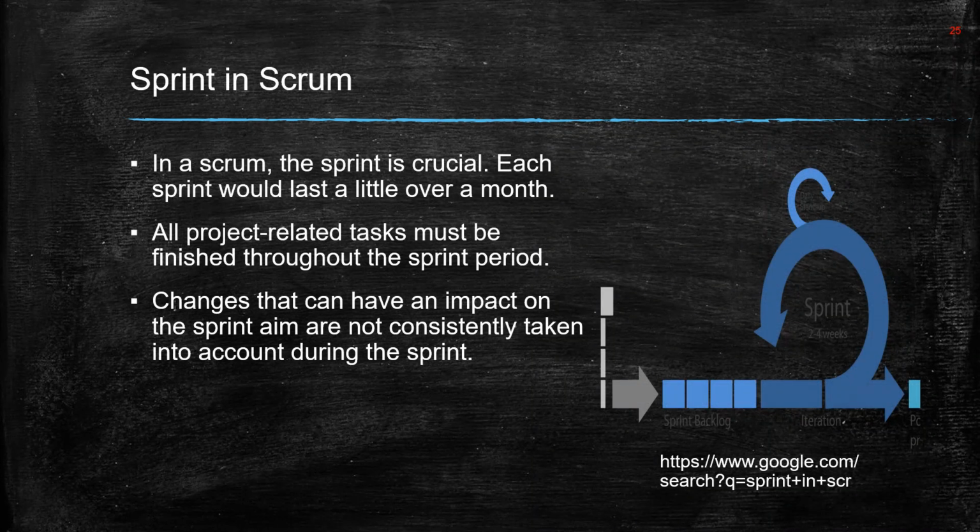Here is the sprint in Scrum. It is a very important part of Scrum fundamentals. During the sprint, changes that affect the whole Scrum are not made. In Scrum, the sprint is crucial. Each sprint would last a month or less. Changes that can have an impact on the sprint aim are not consistently taken into account during the sprint.